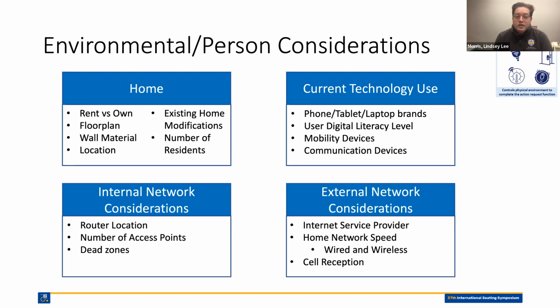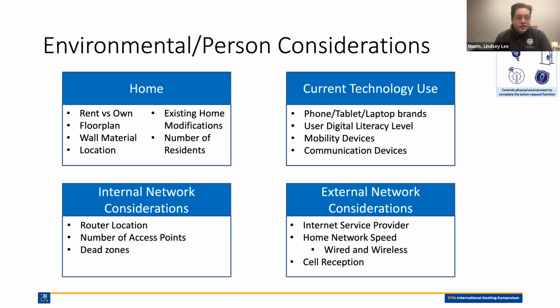And then for network considerations, both internally in your home, the location of where your router is in the house. If you have more than one access point to provide Wi-Fi to your house, that is important, because there could be dead zones, areas where signal isn't as reliable, and we need to know that, because if we're going to put Wi-Fi devices, that's very important.